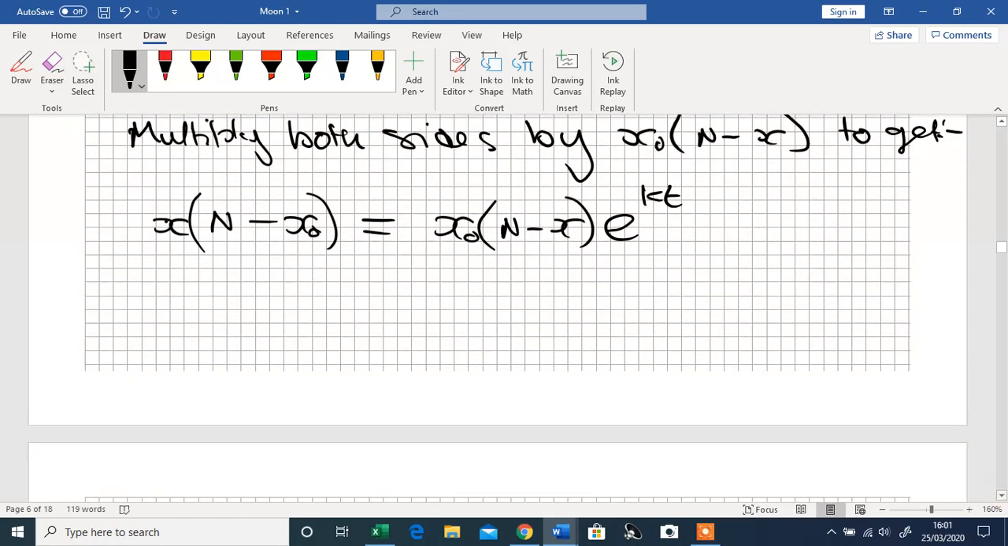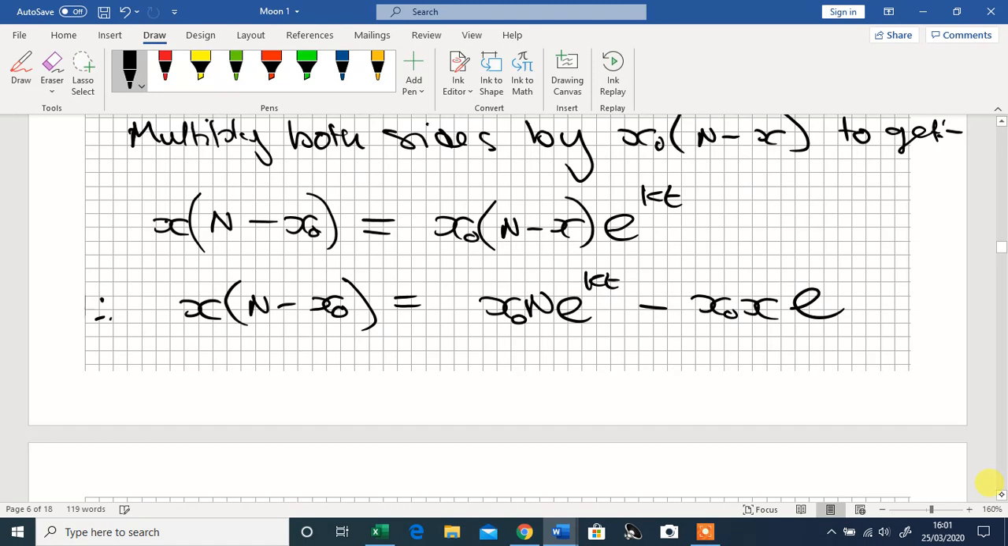So therefore, let's get this pen in my hand correctly. There we are. So we've got x times n minus x sub 0 equals x sub 0 n e to the kt minus x naught x e to the kt. Okie doke.